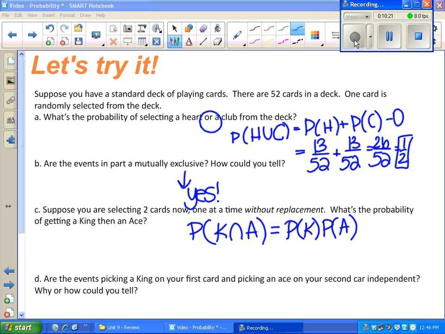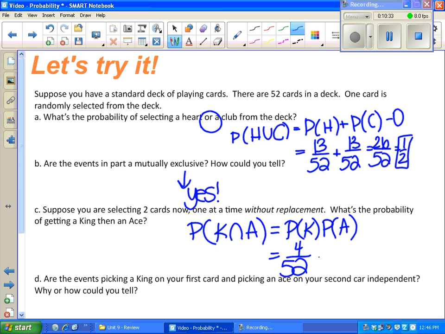So without replacement, we have the probability of a king and the probability of an ace. Well, the probability of getting a king is 4 out of 52. Probability of then getting an ace would be 4 out of 51. When we multiply that together, we get 16 out of 2652.